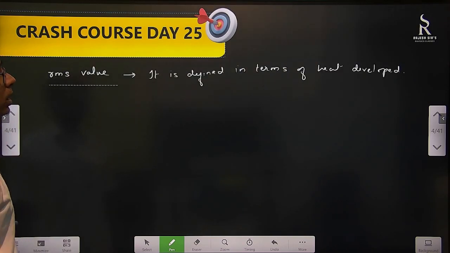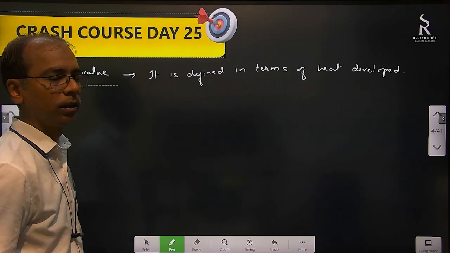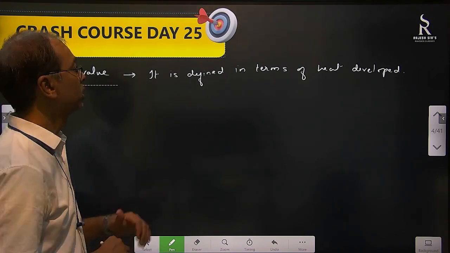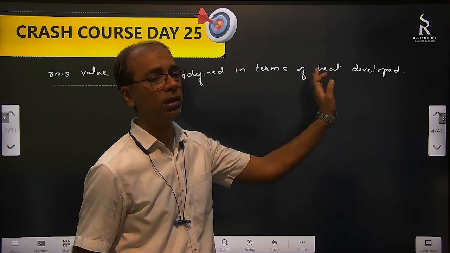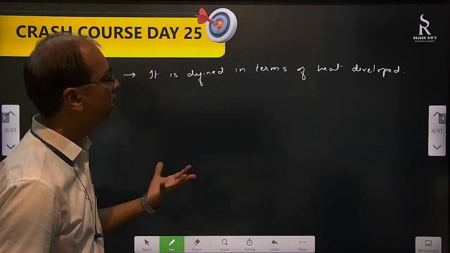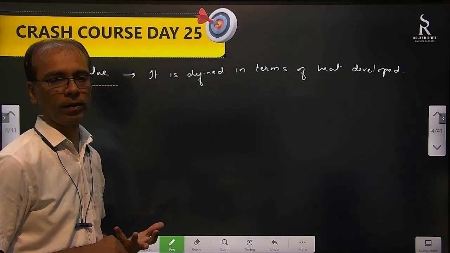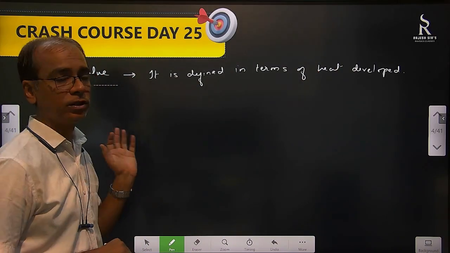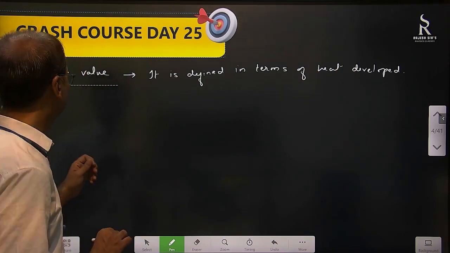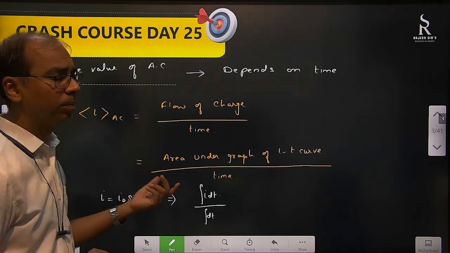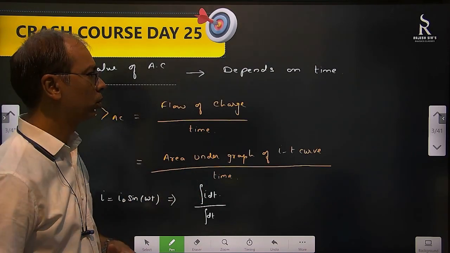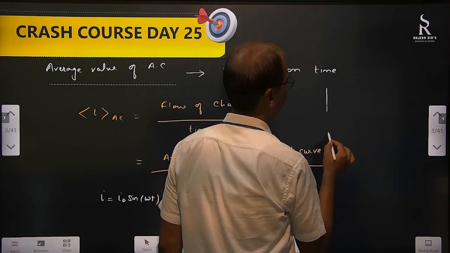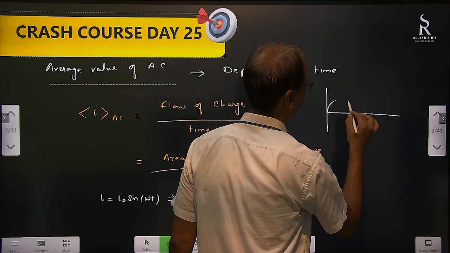And then what is there? RMS value. This is what we normally use for AC, because it depends on the heat developed. How much heat is getting developed across the resistor, we have to find. So how to find it? Who gives us the value, the average value or this? With average value there is a problem: in a complete cycle, the average value becomes 0. So that's why we don't take average value.